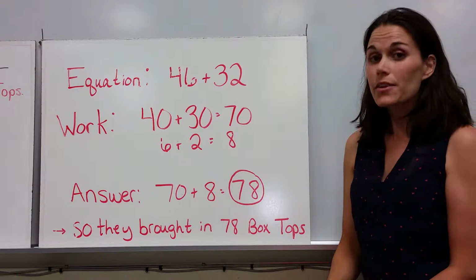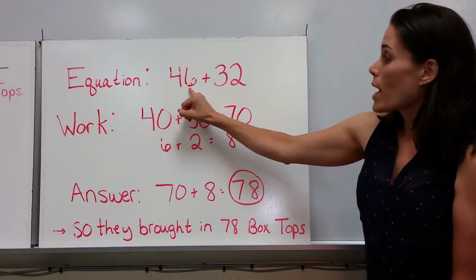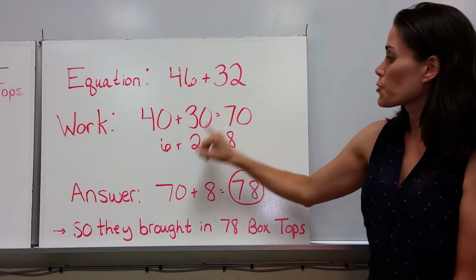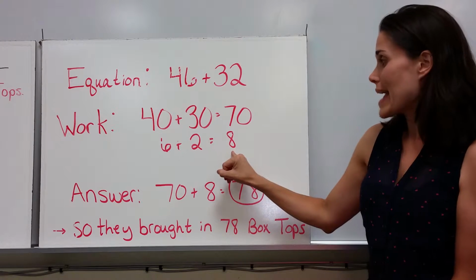Then we're going to add the ones place. There are 6 ones, and that's worth 6. So we're adding 6 plus 2 ones, which is worth 2. 6 plus 2 is 8.